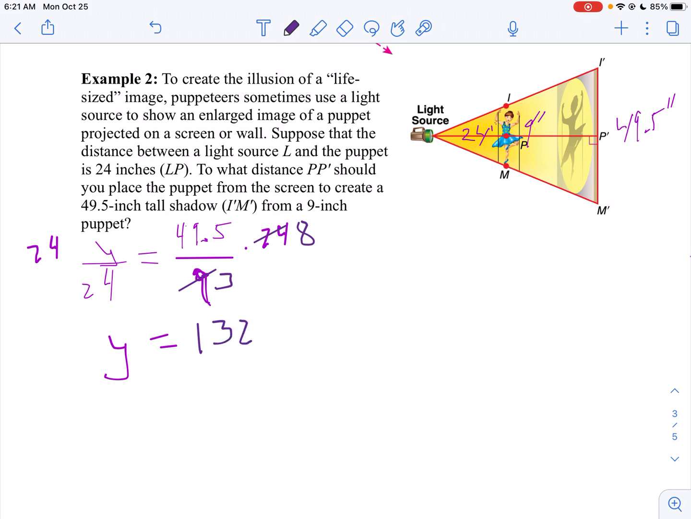Please pay attention to that. That is the distance from the light source to the wall. That's LP prime. You weren't asked that here, were you? You were supposed to find P to P prime.